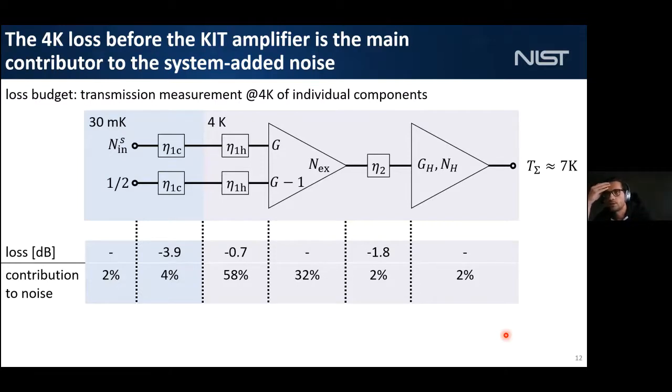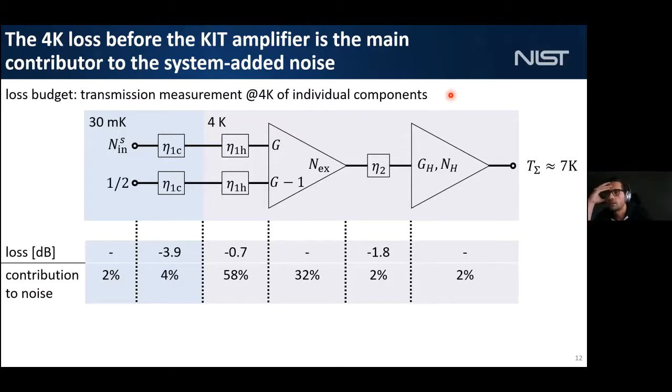But this is where there's a difference between the intrinsic added noise of an amplifier and the system added noise you get when you put this amplifier in a readout chain. And this added noise is degraded by loss. And so we made a loss budget by measuring the transmission of those individual components at 4 Kelvin. So the various isolators and directional couplers and bias Ts and so on that you've seen in the full schematic.